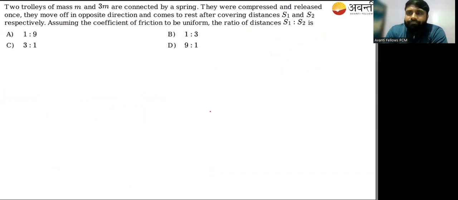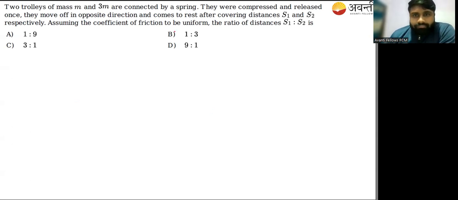Now move on to this one. Two trolleys of mass m and 3m are connected by a spring. Now they were compressed and released. They move off in opposite directions and come to rest after covering distances s1 and s2 respectively. Assuming the coefficient of friction to be uniform, the ratio of distances s1 and s2 is?